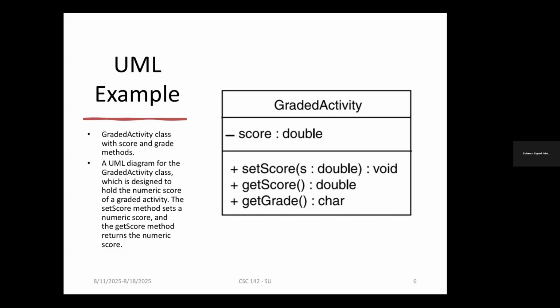Here we have three methods: setScore, getScore, and getGrade. The three of them have different data types. The first one is a double, the second one is a double, and the last one is a character. Depending on what we are returning, we have to define that data type. Here, because we get a score, if we return the numeric score, we have double. If we get a letter, we have character.